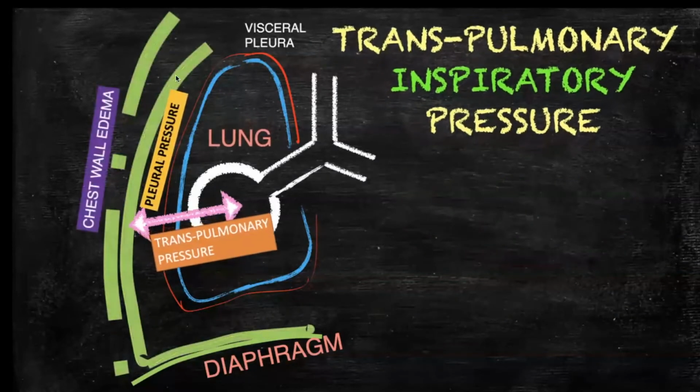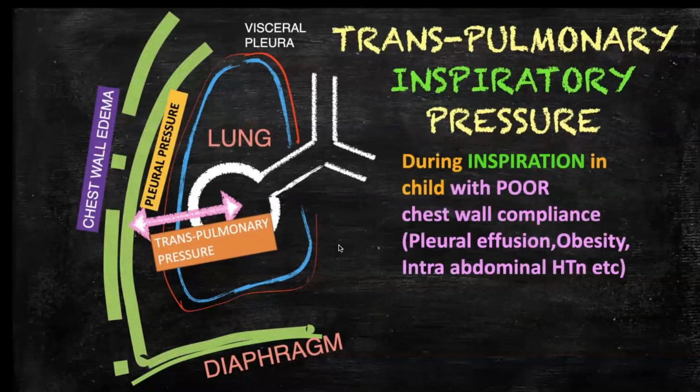However, if you have a problem of chest wall edema, a thick chest wall because of massive pleural effusion, obesity, ascites, or intra-abdominal hypertension, in those situations you have the same airway pressure displayed on the ventilator screen of 30, but now your pleural pressure is not 4, because of intra-abdominal hypertension or obesity or ascites.